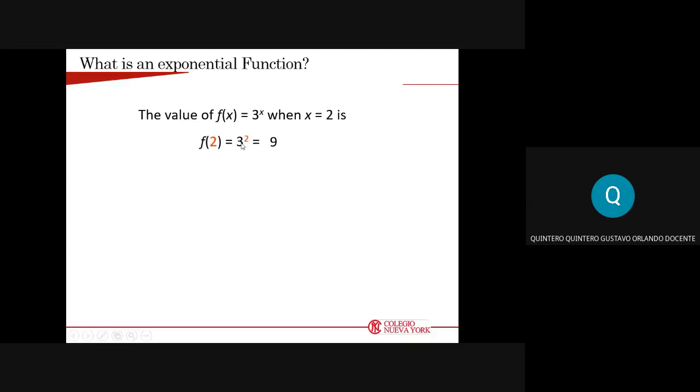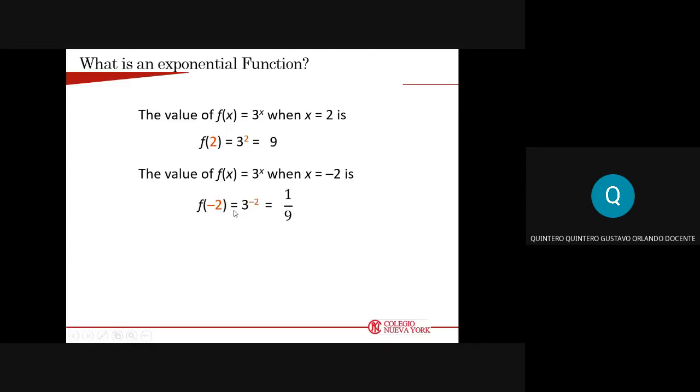Again, this is called evaluating the function. So here we just evaluated the function when x equals 2. And the result is 9 because 3 to the 2 is 9. Let's do this one now. Let's evaluate the function when x equals negative 2.